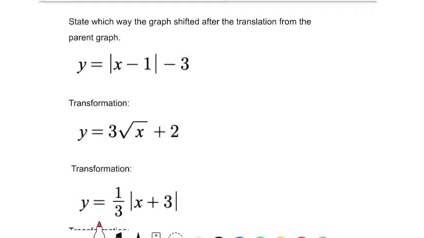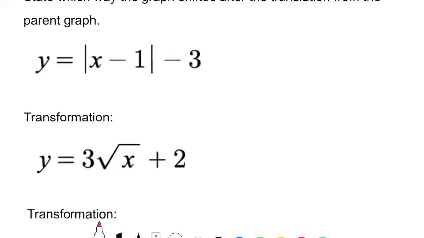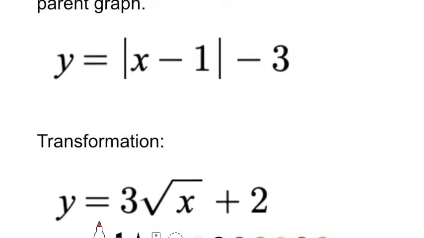Then we get into our transformations. State which way the graph shifted after the translation from the parent graph. So our parent graph in this is our absolute value, y equals the absolute value of x. So what is in the inside with the x? Remember, we're going to scrunch down and we're going to be disobedient to our parents or whoever's telling us what to do. So we're going to be mad at them. We're not going to do what they say.